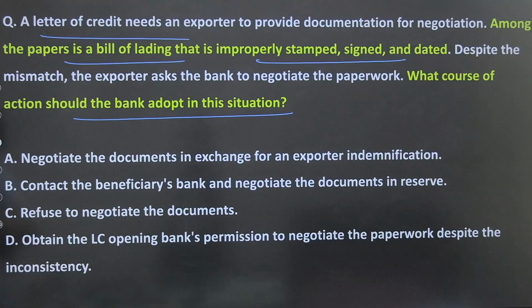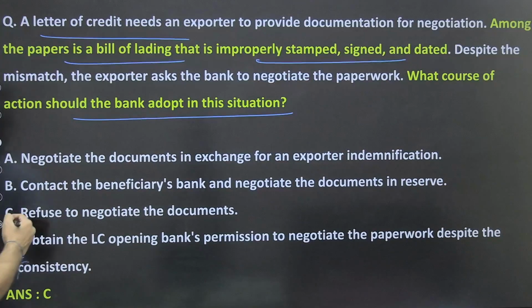Negotiate the document in exchange for an exporter identification. Contact the beneficiary bank and negotiate the document in reverse. Refuse to negotiate the documents, and obtain the LC opening bank's permission to negotiate the paperwork despite the inconsistency. So option D should be right? C, okay. This is a clear-cut case of refusal, right?